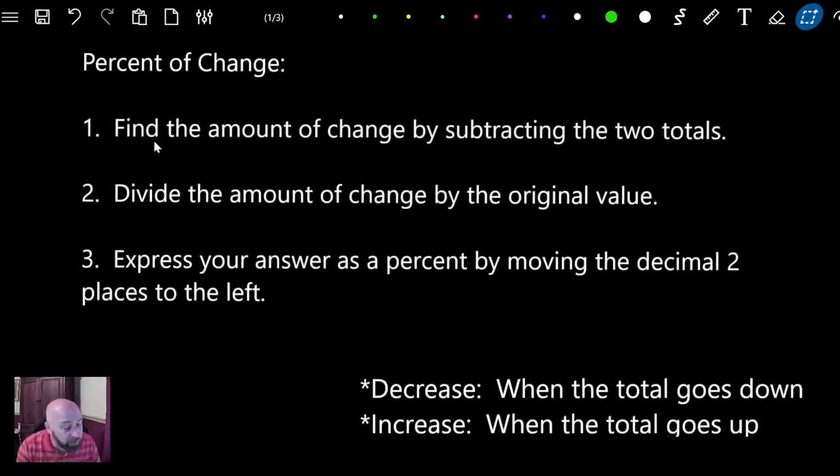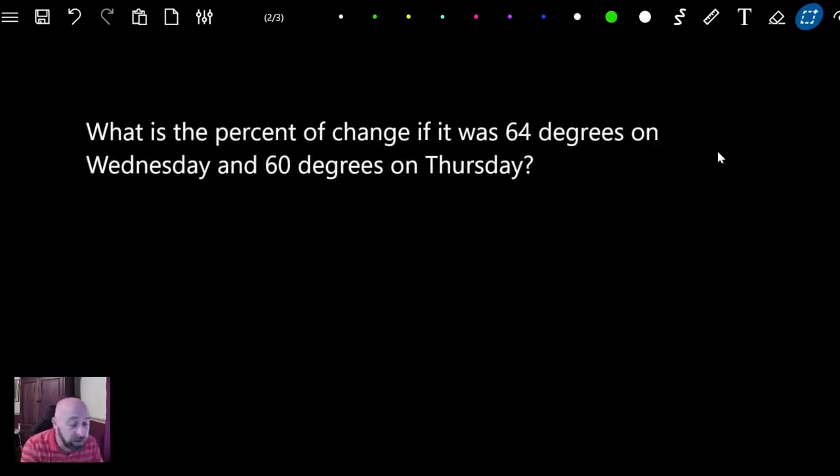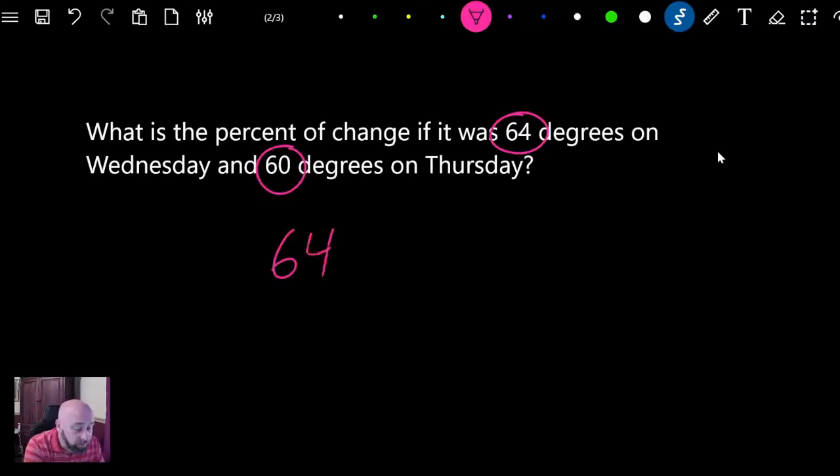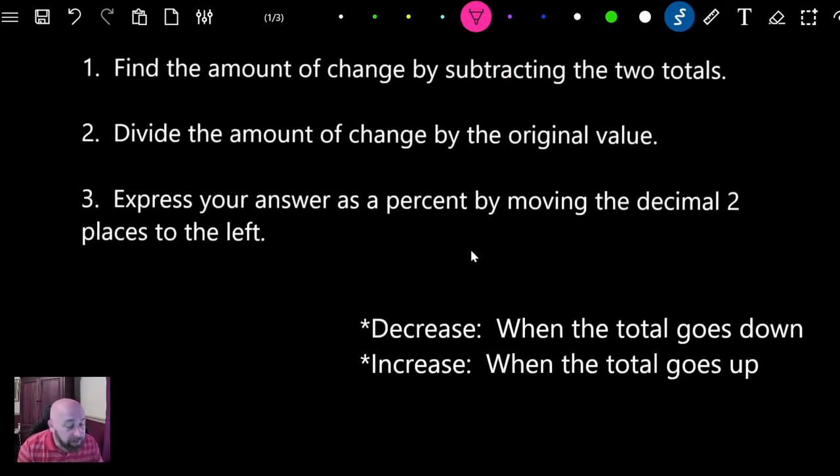So how do we do this? Well, let's go back up here. Find the amount of change by subtracting the two totals. Well, I can subtract. Hopefully you can subtract too. So what do we have? We have 64 and 60, so we're going to subtract those two totals. 64 minus 60 equals 4, okay? Some of you did that in your head. You're smarter than me. I had to do it on paper. No, I'm just kidding, but I did it on paper so you could see it.